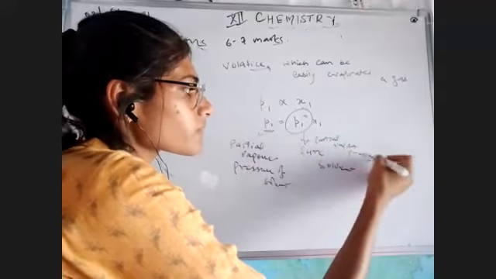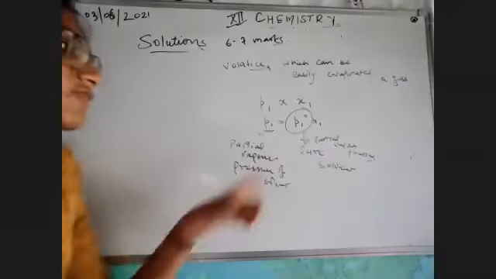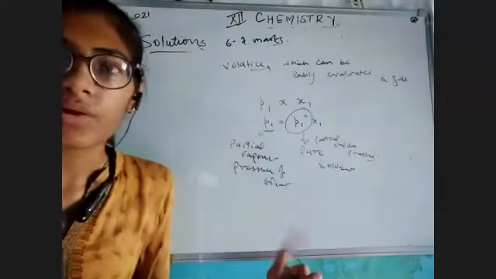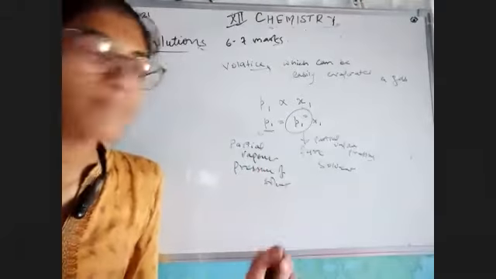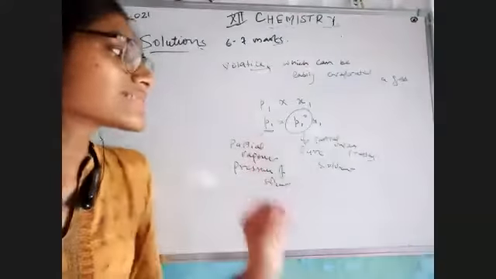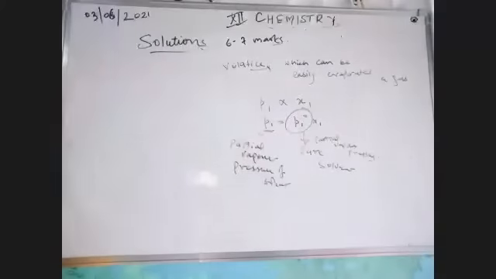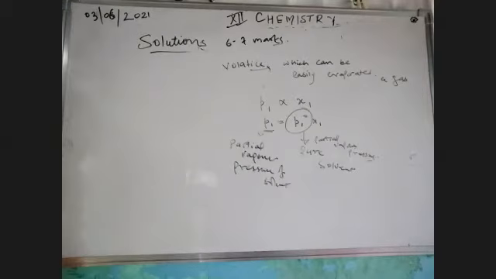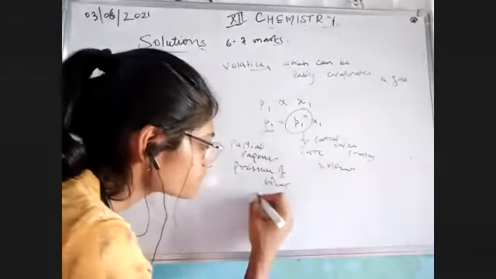Clear? Now, this is when we have one component. Similarly, we can have two components. Suppose this is the solvent, and similarly we have the solute also. So our equation now changes to P2 equals P2 naught X2.